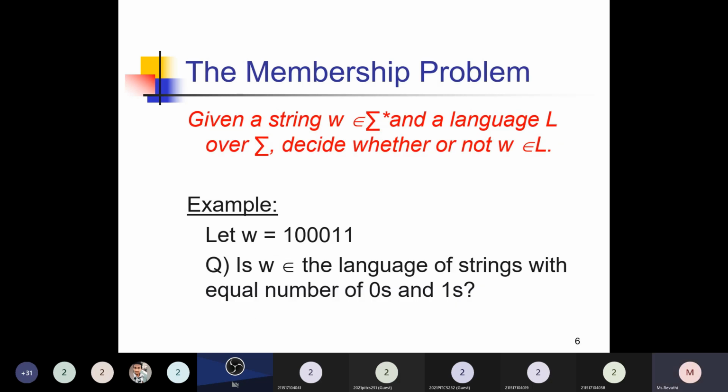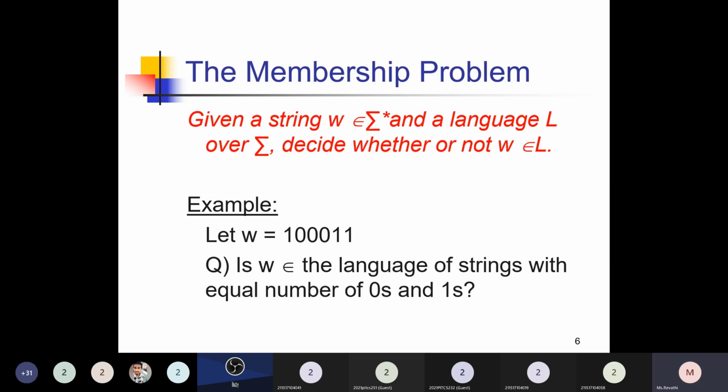And then coming to the membership problem: given a string W belongs to, here we have the summation symbol, which is used to represent the alphabet, and a language L over the alphabet, decide whether or not W belongs to L. This is the membership problem. For example, W is nothing but the word or string, whichever it is. So here my string is 100011. This is the given string. So I have to check whether this particular string belongs to the language L over the alphabet sigma.